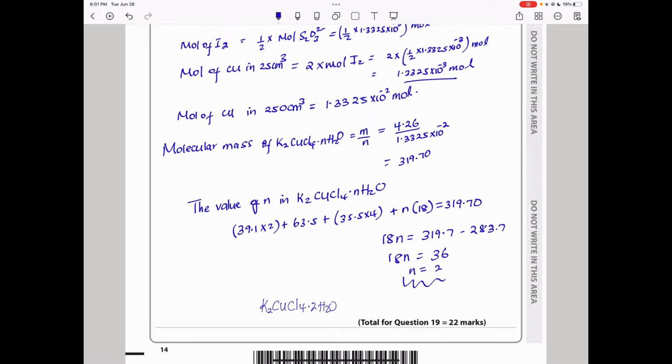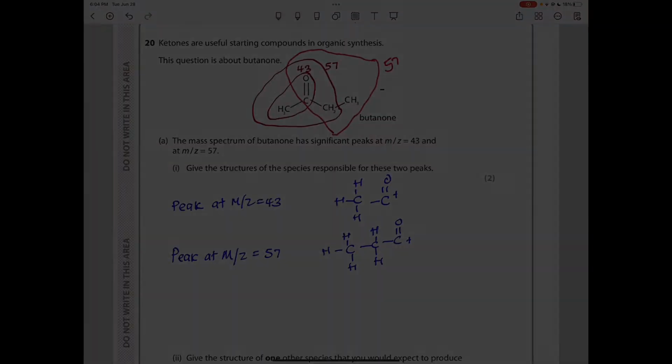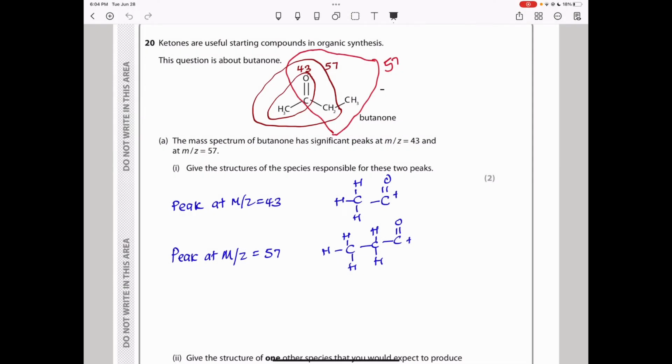So this brings us to the end of question 19. I will go on to question 20. Question 20 says, ketones are used for studying compounds in organic synthesis. This question is about butanone. The mass spectrum of butanone has significant peaks at mass to charge 43 and mass to charge 57. Give the structures of the species responsible for these two peaks.